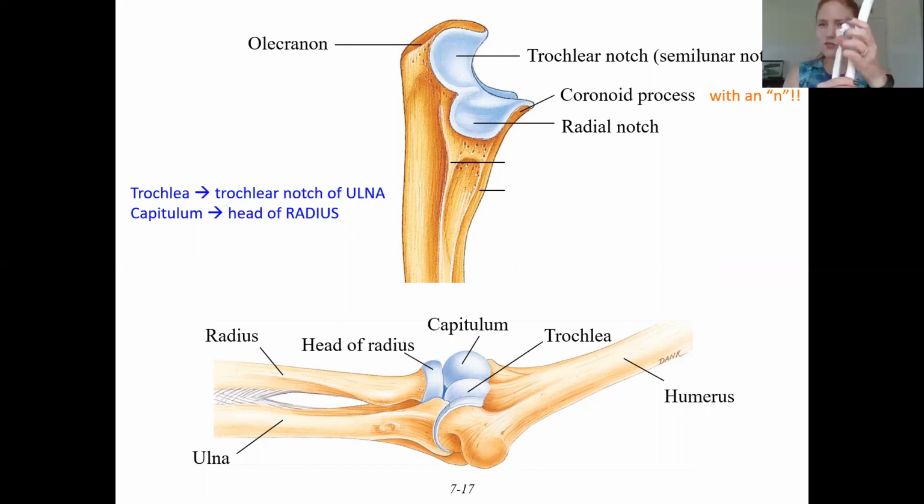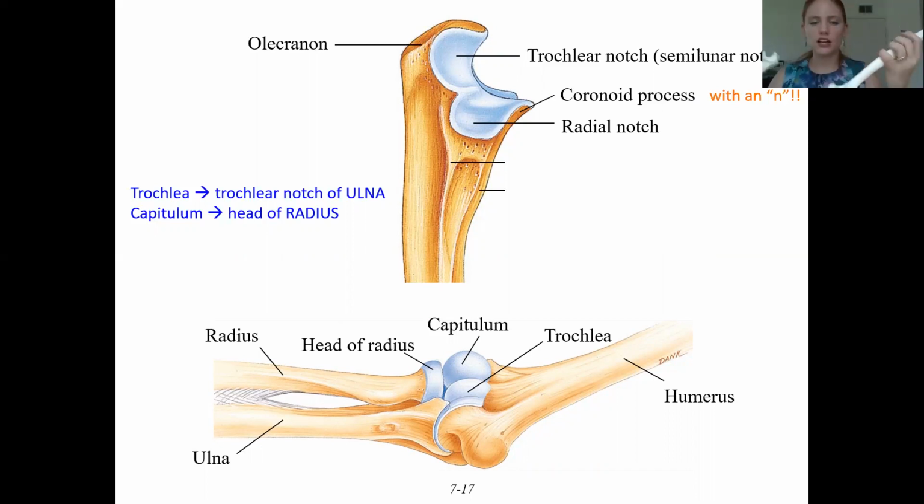This right here is the olecranon, the big point right there. But again, it looks sort of like a monkey hand, right? So these fingers up here would be the olecranon, but there's a thumb there too, this part right here. This is called the coronoid process. There's an N in there, so it's not the same as the coracoid process, which was found on the scapula. So this was the coracoid process. Now we have a new one, the coronoid process with an N.